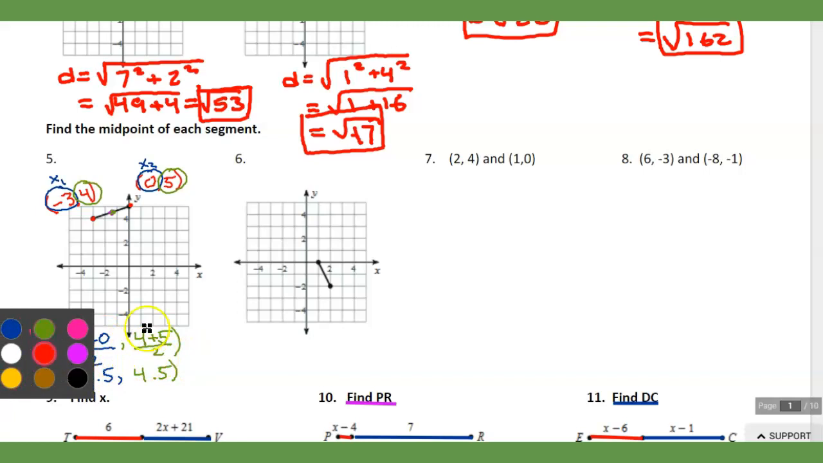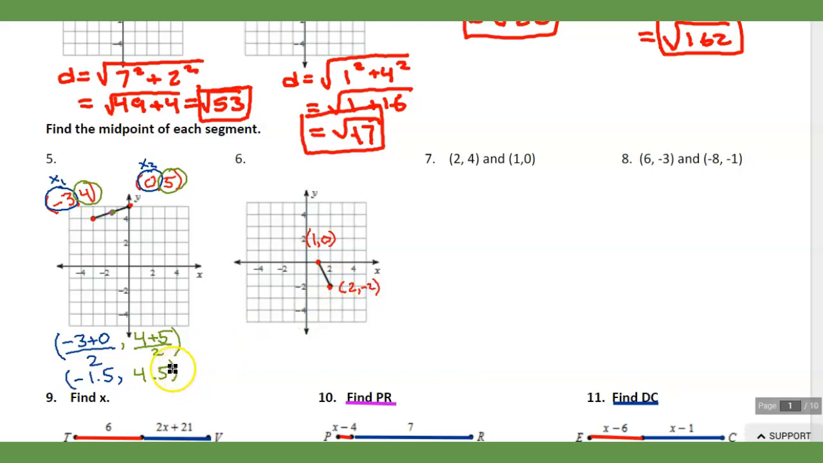All right, so let's do it again. This time we have coordinate 1, 0, and this is coordinate 2, -2. To find the middle of the x values, what is the middle of 1 and 2? Again, you can probably guess that's 1.5, but we can always show it. 1 plus 2 divided by 2, which is 3 over 2. 3 divided by 2 is 1.5.